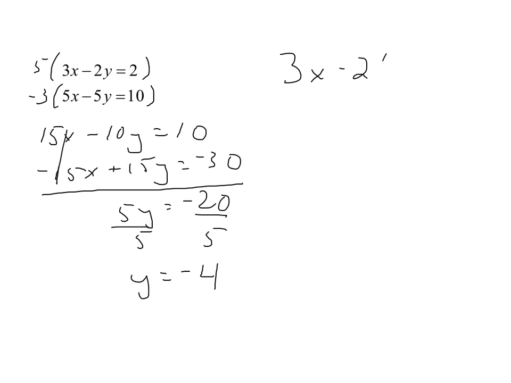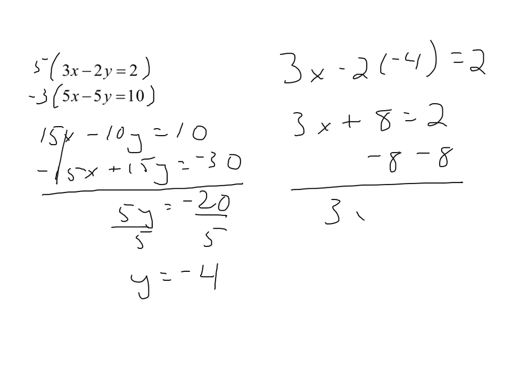3x minus 2 times negative 4, I put negative 4 in place of y, equals 2. So 3x plus 8 equals 2. Subtract 8 from each side. 3x equals negative 6. Divide by 3, divide by 3. x equals negative 2. So the answer is negative 2, comma, negative 4.